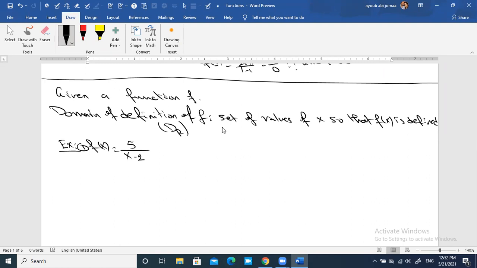Because the denominator will be 0. Except 2. The denominator will be 0. Here we have a fraction, so the denominator should not be equal to 0. X minus 2 should not be equal to 0. It means that x should not be equal to 2. So the domain.